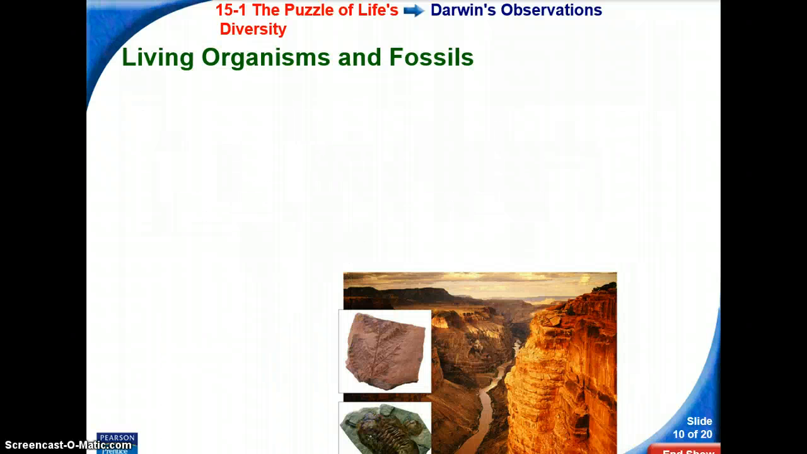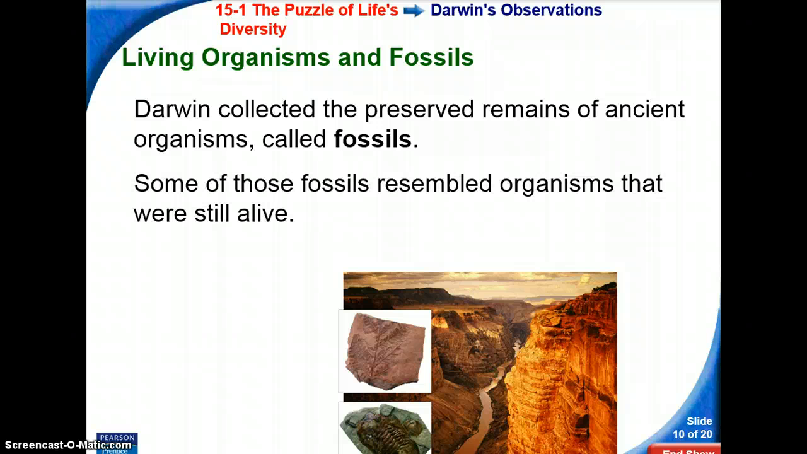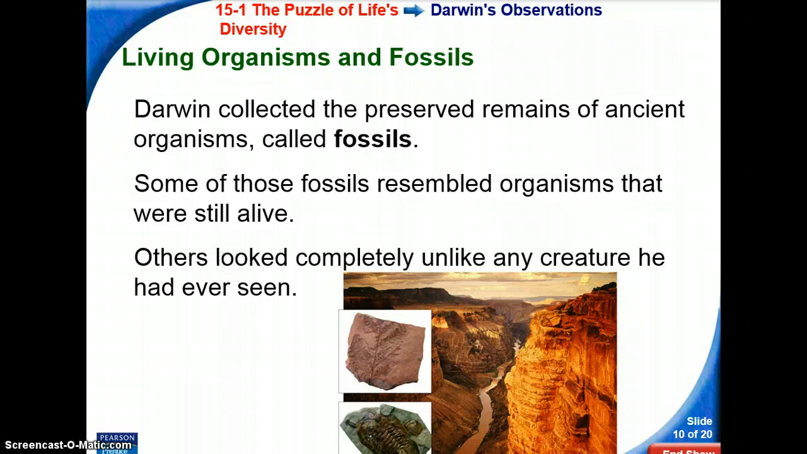Another thing that Darwin looked for and collected were fossils. So not only was he looking for the living organisms, but he also collected and preserved the remains of ancient organisms called fossils. Some of these fossils resembled organisms that were still alive, while others looked completely unlike any creature he had ever seen before. So these were really helpful in developing his work as he went through as well.